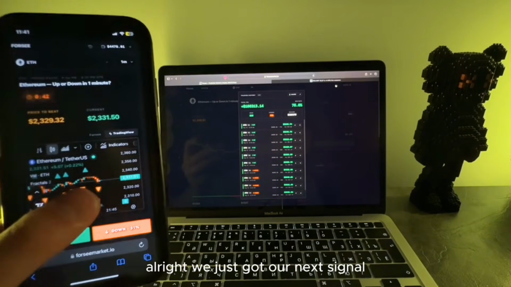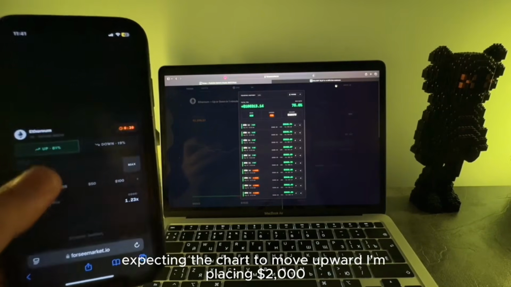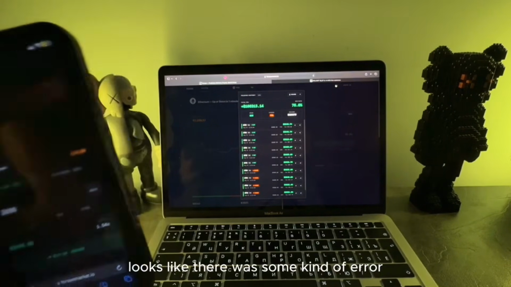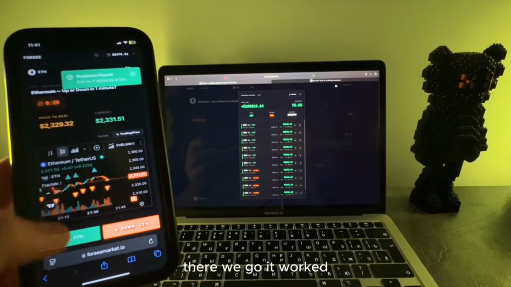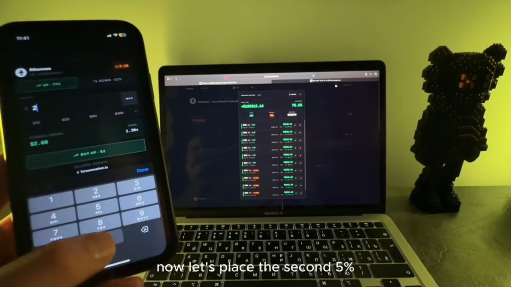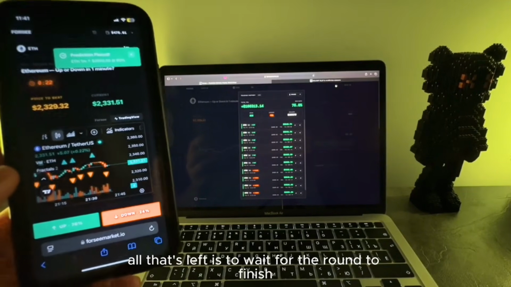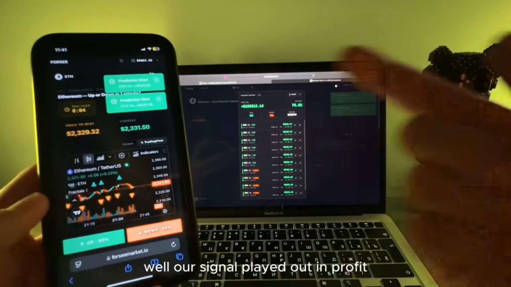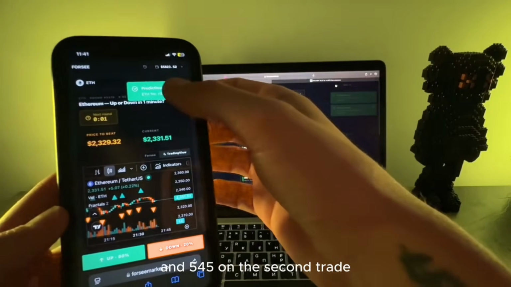Alright, we just got our next signal. We'll be entering the trade expecting the chart to move upward. I'm placing $2,000. Looks like there was some kind of error. Alright, let's try again. $2,000. There we go, it worked. Now let's place the second 5%, which is another $2,000. And now all that's left is to wait for the round to finish. Well, our signal played out in profit. We made $800 on the first trade and $545 on the second trade.